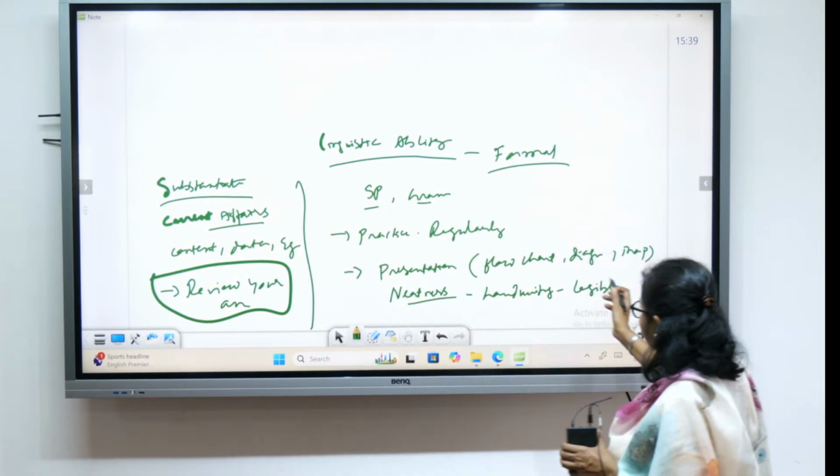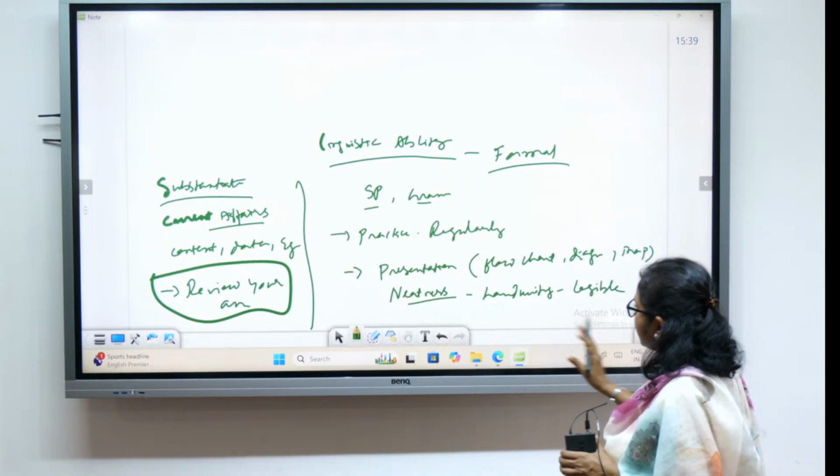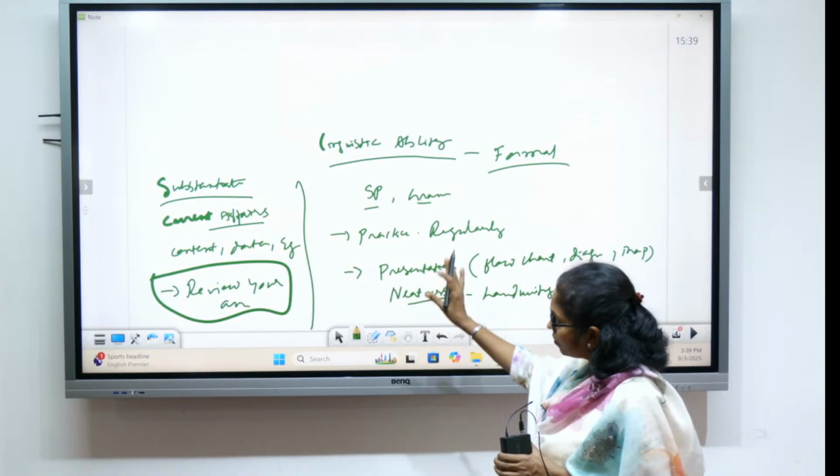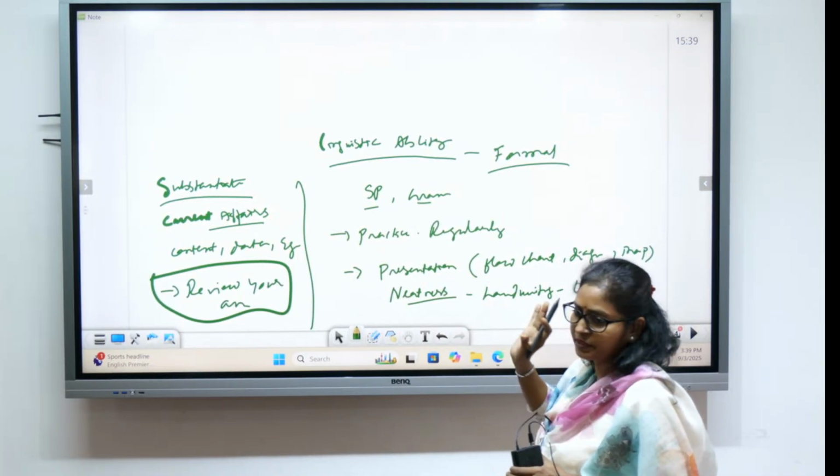Presentation: flow charts, diagrams and so on can be included. Neatness: handwriting has to be very legible. So all these aspects you must keep in mind.